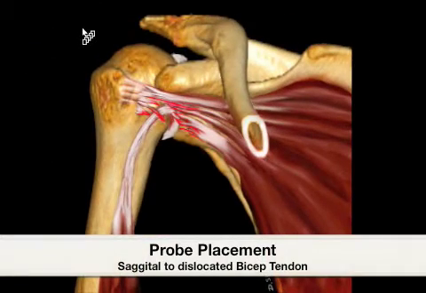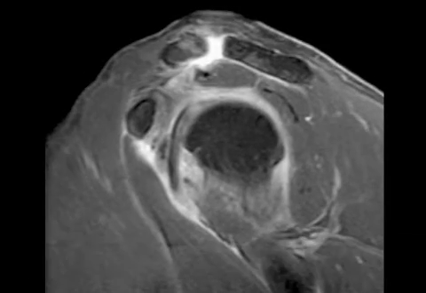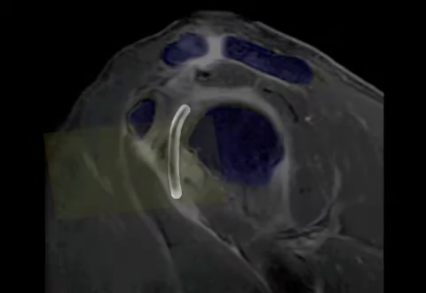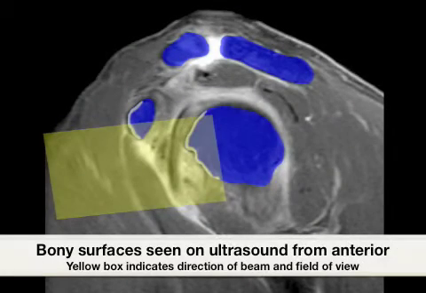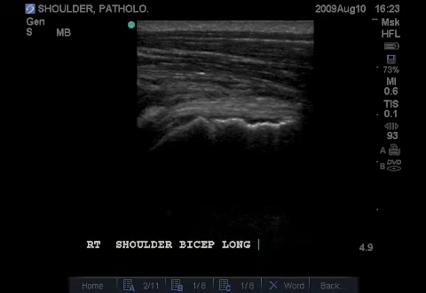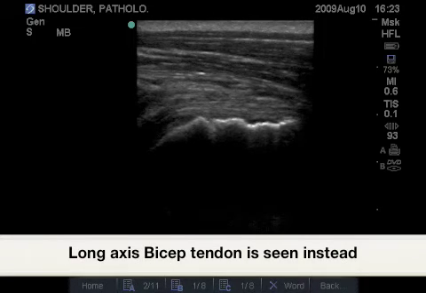We will orient ourselves to the long axis of the biceps tendon. Here in this MRI correlation over the anterior humeral head, we have highlighted the bicep tendon, coursing over the humeral head where it should be in the normally situated bicep groove. Here in the yellow box would be our general field of view with the surface anatomy in white. Here we have the bicep tendon in long axis where the transverse subscapularis tendon should be resting over the anterior humeral head.